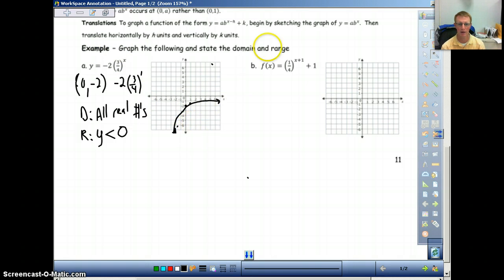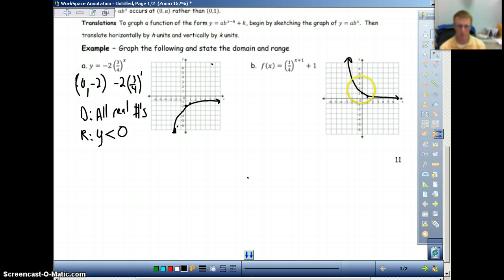So let's look at this next one. So anytime there's going to be a shift here, the way that I'm always going to show you is I'm going to give you the original. So our original would go through 0, 1, and then 1, 1/4. And this doesn't have to be perfect, but we'll get it as close as we can. That wasn't too bad, actually. So now that's our original, remember.